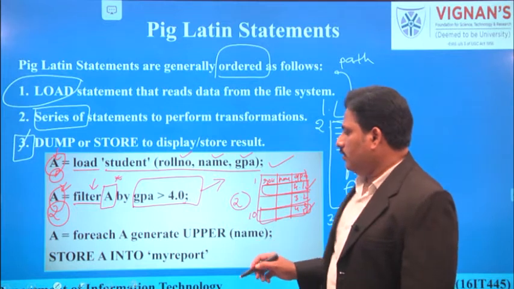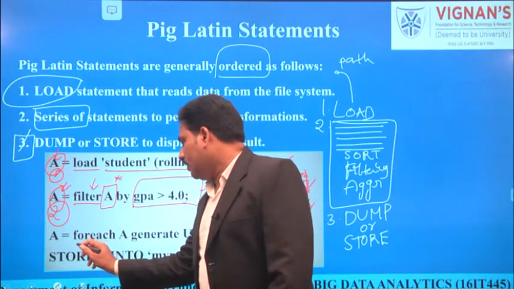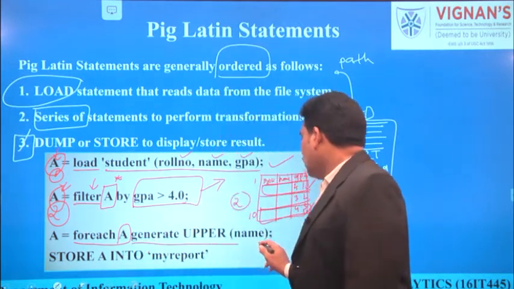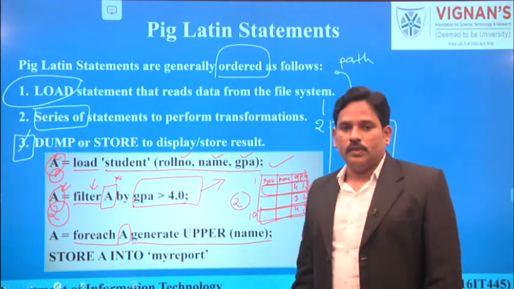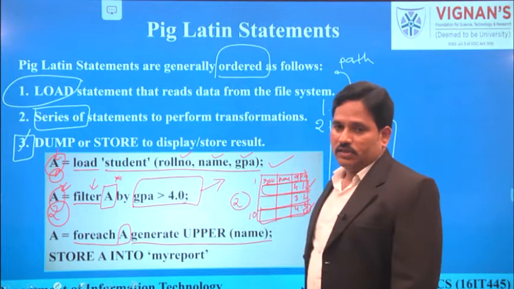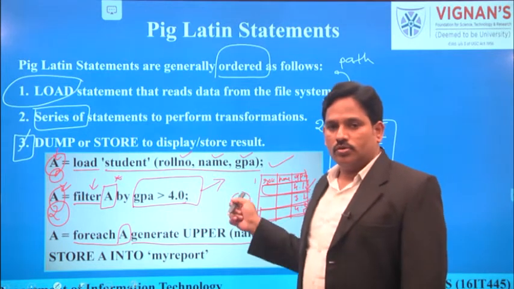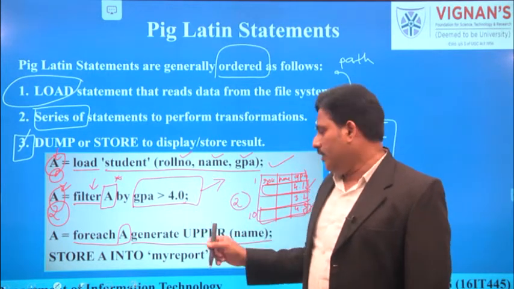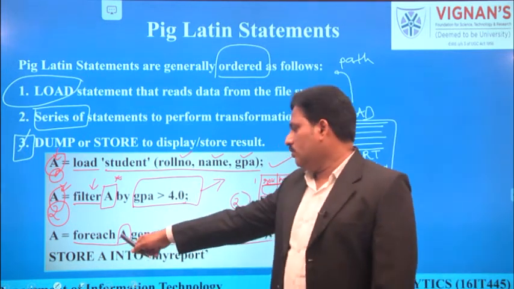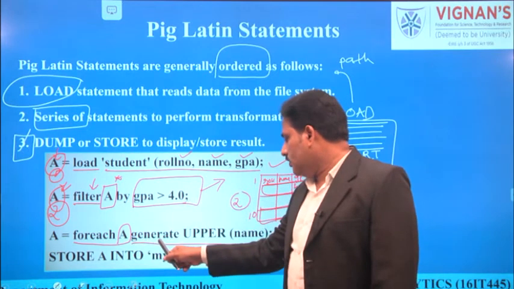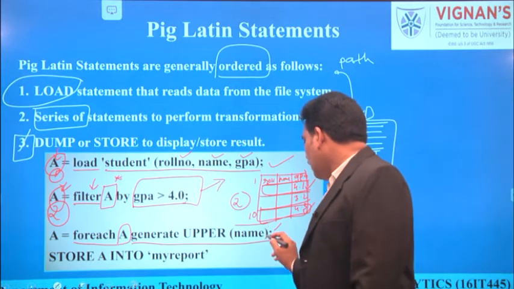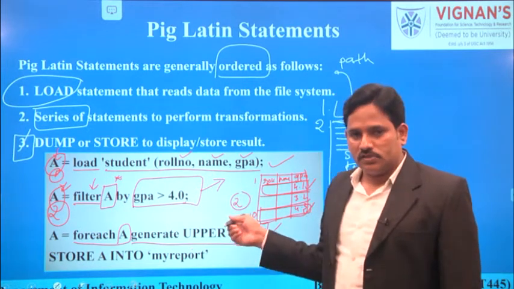And now look at here. We are applying another statement, foreach A. For each record in A, generate uppercase name. That means in this example we are having 2 records, record number 1 and record number 10. Now in these 2 rows, the name of the student should be displayed in uppercase. This is the condition we have written here. For each value in A, generate upper of name. The student name is going to be displayed in capital letters.